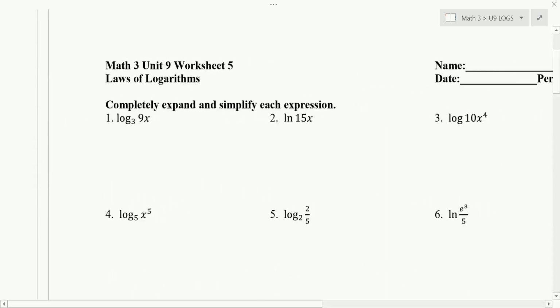Number 1, we have log base 3 of 9 times x. So using the product property, we can change this to log base 3 of 9 plus log base 3 of x, because 9x means 9 times x. We can simplify this a little bit by working on the log base 3 of 9, which is asking the question 3 to what power is 9, so that's 2, and that's our simplified answer.